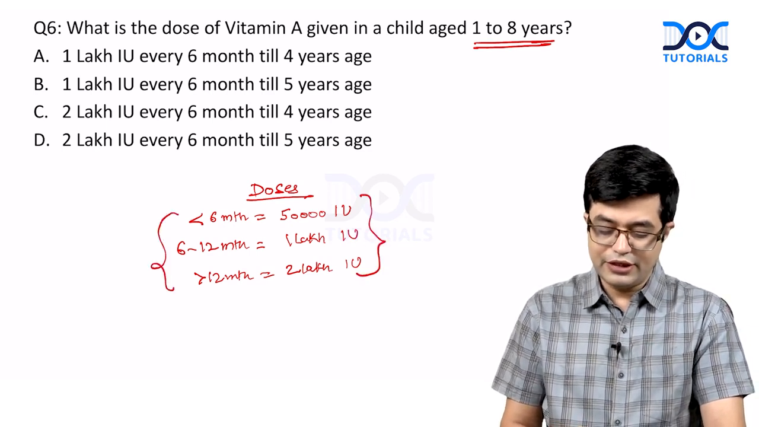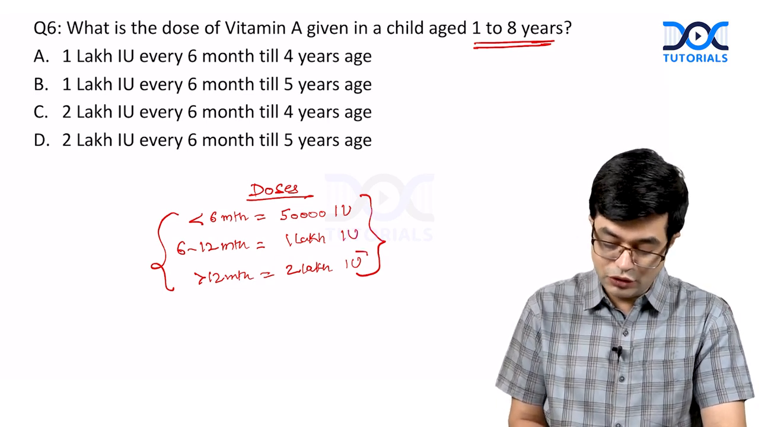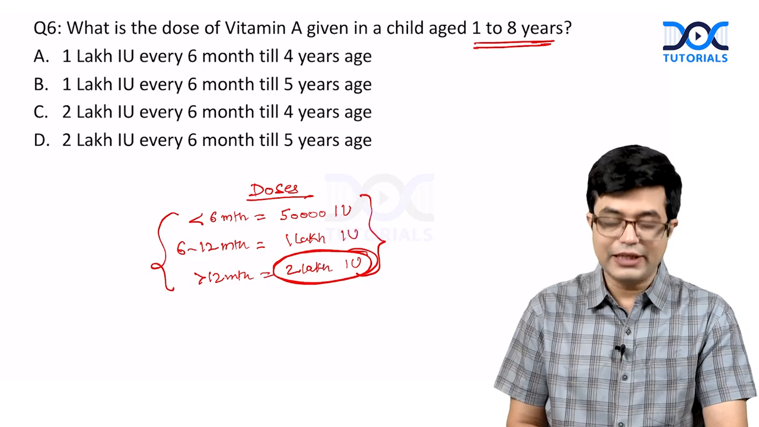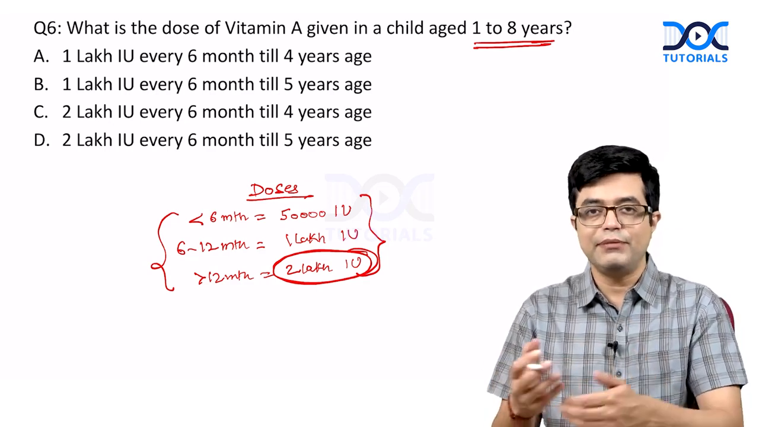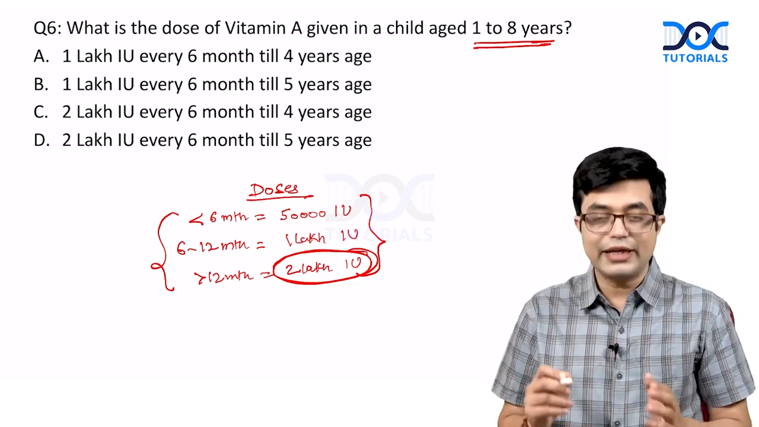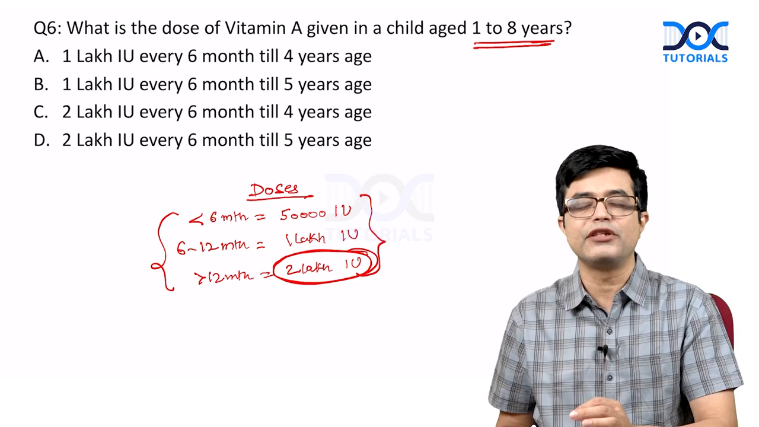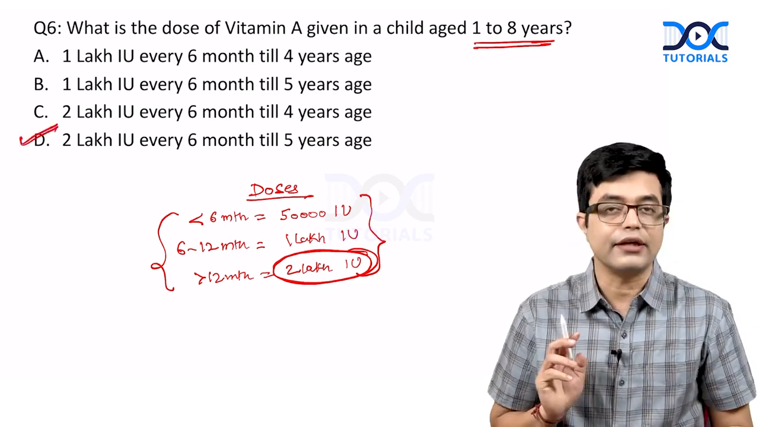Now, in a child aged 1 to 8 years, meaning above 12 months, the dose will always be 2 lakh international units, and you will be giving 2 lakh international units according to the National Health Program, and NPCB, the National Program for Control of Blindness, also recommends that 2 lakh international units every 6 months should be given till 5 years of age, and so D option is the correct answer.